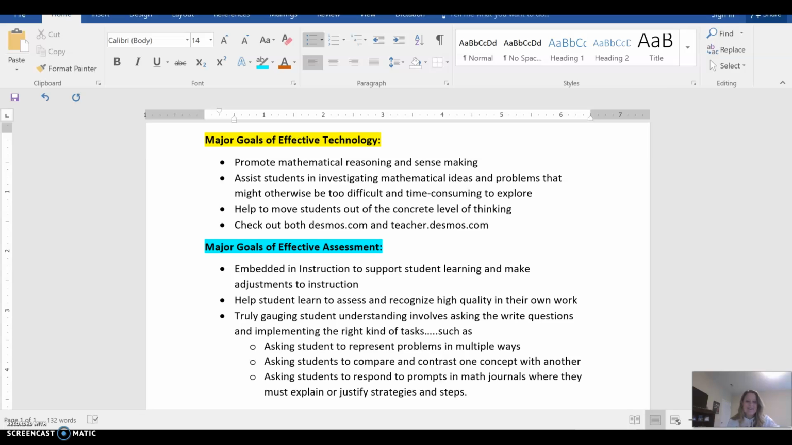At any rate, okay, so let's talk about integrating technology and assessment effectively. I'm going to tease these out separately, but then I'm going to unite them together because one does impact the other. So in terms of technology, the thrust of the chapter really was about integrating technology with the aim of promoting mathematical reasoning and sense making in your students. We don't want to integrate it for the sake of integrating technology on its own.